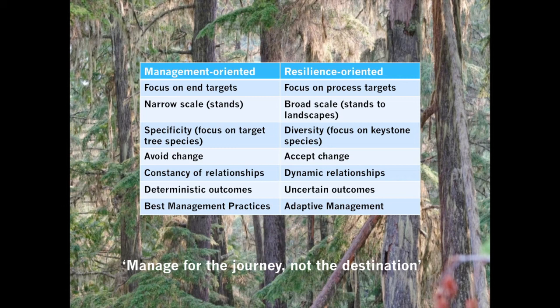Management tends to try to avoid change. We try to manage to avoid these changes in the system. We want it to follow some sort of deterministic trajectory. And so another point there is the constancy of relationships. We sort of expect that things will change at a relatively constant rate over time, and we set some end land use objective that we're going to achieve over some particular time frame.